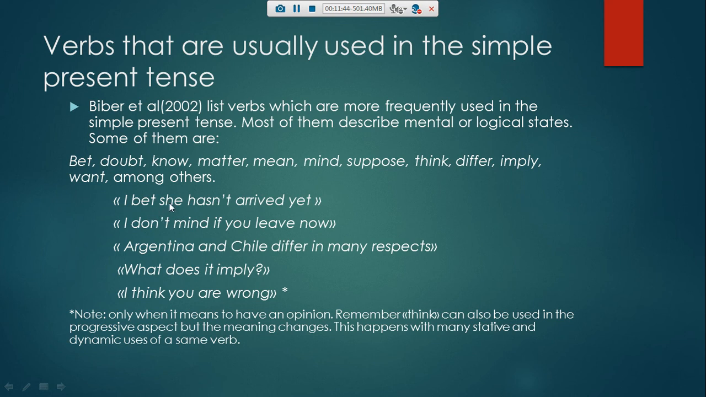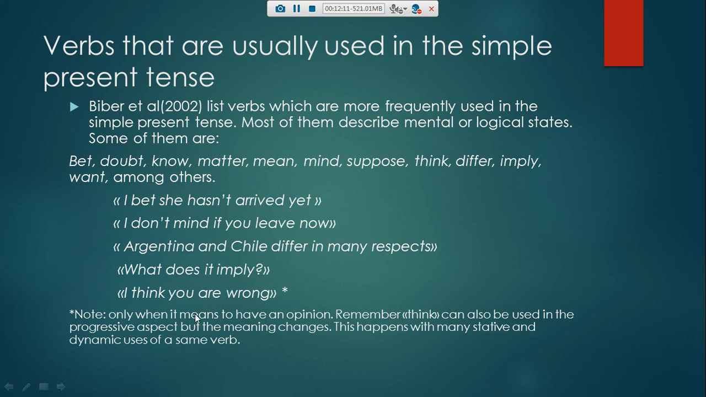So you would say something like, I bet she hasn't arrived yet. And you would not say, I'm betting she hasn't arrived yet. This would be a dynamic verb of little or no duration. This is a stative verb. I don't mind if you leave now. You wouldn't say, I'm not minding if you leave now. Argentina and Chile differ in many respects. You're not going to say are differing. What does it imply? Or I think you're wrong.